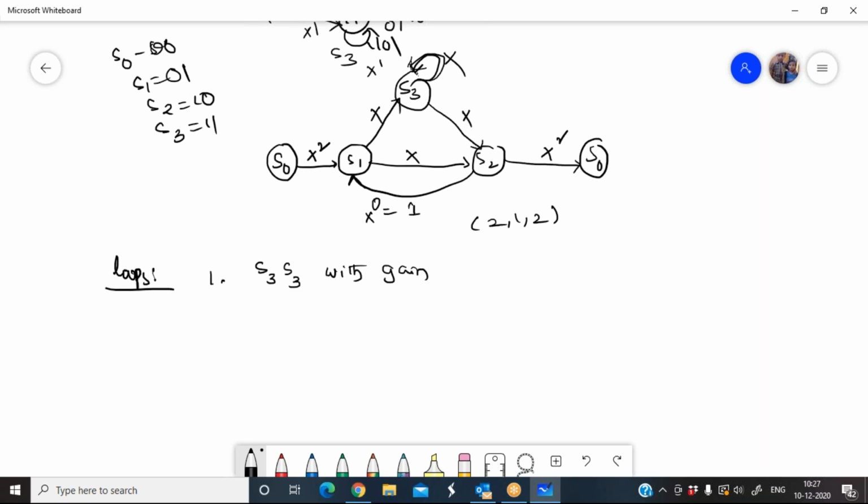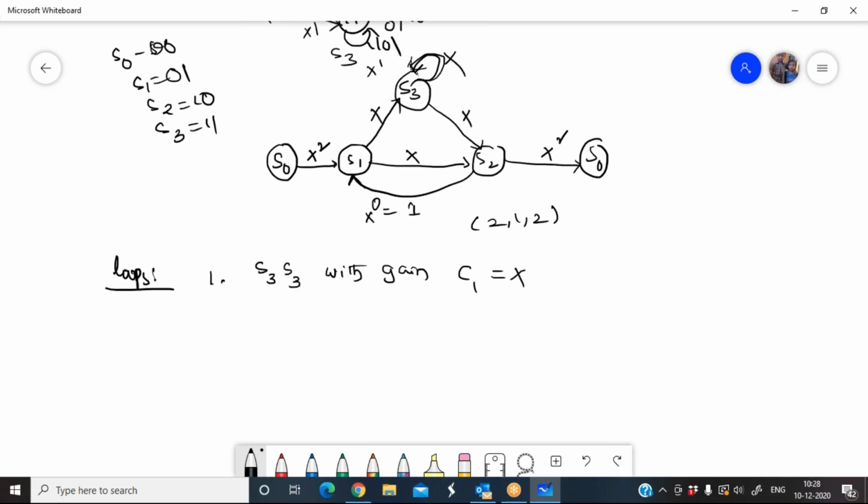With gain. What is the gain here? C1 is equal to X. Only one state here, S3. Actually, I told you that Ci denotes the gain of the ith loop. Suppose here I want to go for the first loop, so C1 is equal to X.